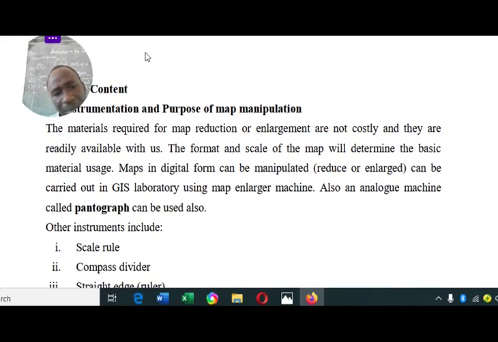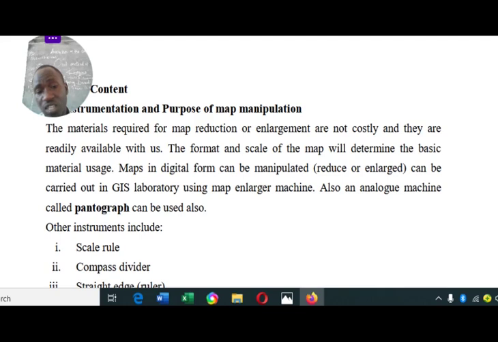They are saying that the materials required for map reduction or enlargement are not costly, and they are readily available with us. They are saying that the formula and the scale can be determined. The scales and the formula of maps will determine the basis of material usage, or what we are tending to use in order to do the reduction or to carry out the enlargement.